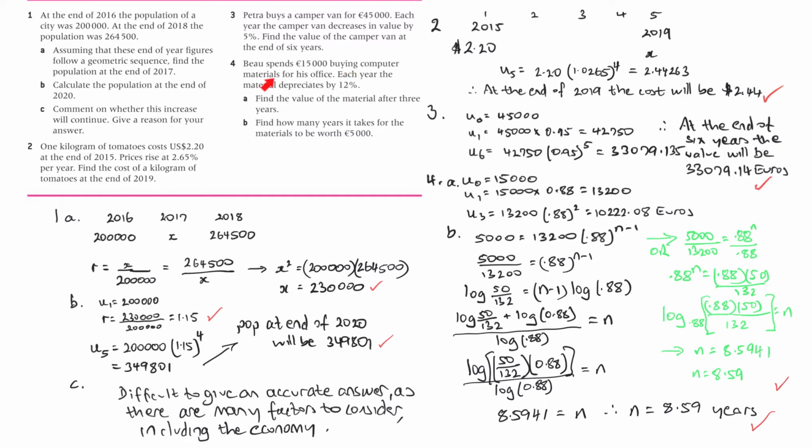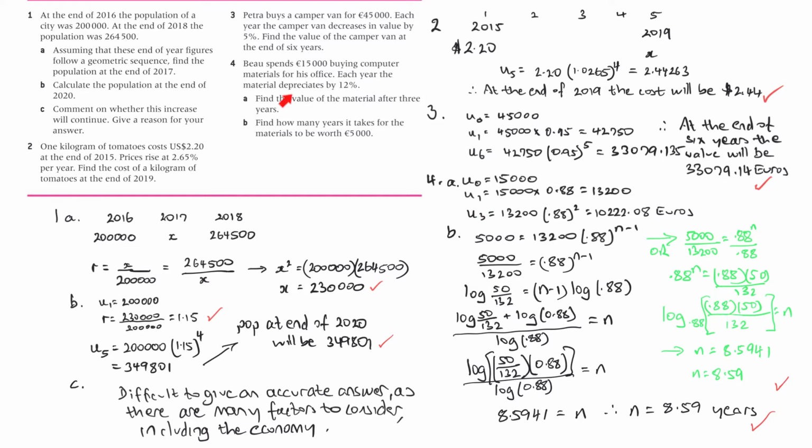Okay. Each year the material depreciates. So at the end of the first year, it's not going to be 15,000. I've done the same here. I've got U0 is 15,000, but U1 is 15,000 times 0.88, because the question says find the value after 3 years, so it must be the end of 3 years. That 0.88 comes from 1 minus 0.12. So we work out that my U1 is 13,200.